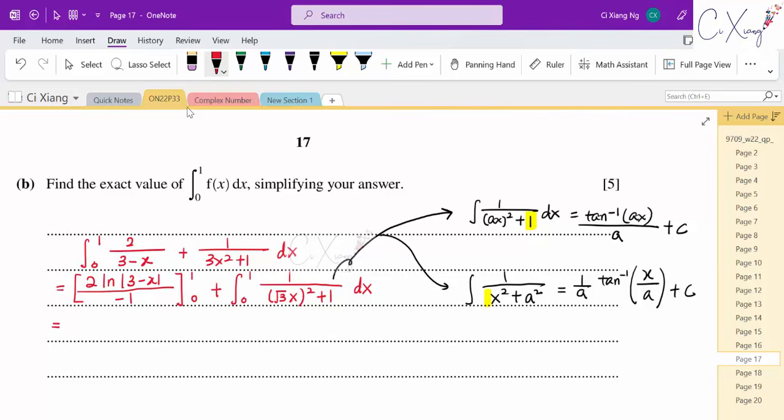Alright, so if I try to integrate this part, I'm having tangent inverse square root 3 over x, then divided by square root 3, because my a is square root 3, right? And then I have to put in the limit for 1 and 0. For the first term, I try to take out all the constant first. And now I try to substitute in all the limits. So I'm having negative 2. Substitute the 1, I'm having ln 2. Substitute 0, I will get ln 3.